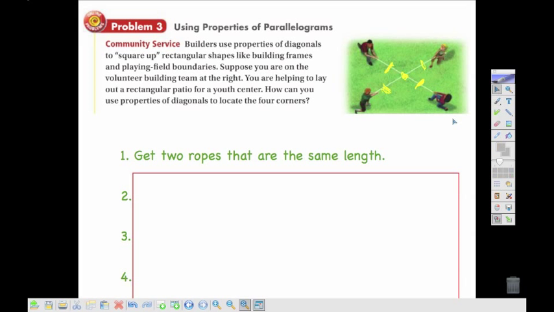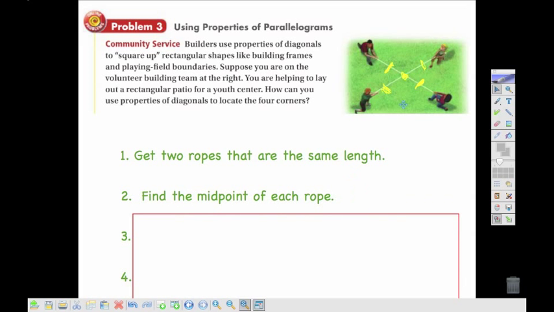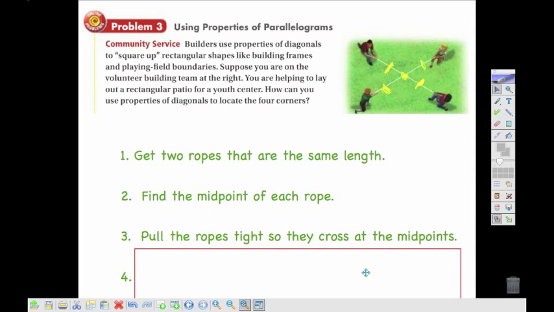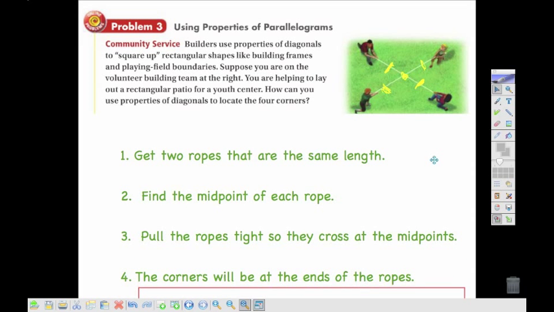So we want to make sure that each part is equal, so what we need to do is find the midpoint of each of those ropes. So we find the middle of each rope, and that's where we want to make them cross. We then want to pull the ropes tight so that they're crossing at the midpoints. If we do that, the corners of our ropes, wherever they're holding them, or maybe they could stake them down into the ground, are going to form a rectangle.